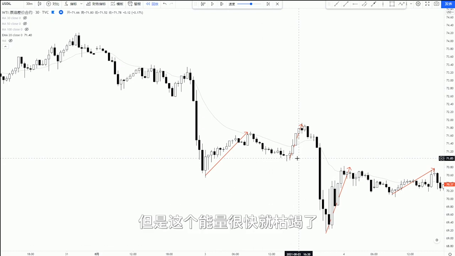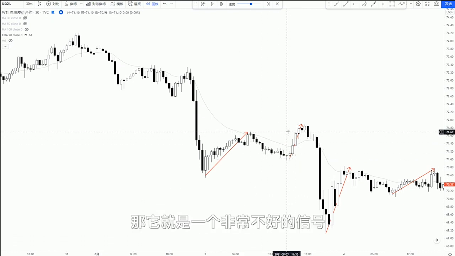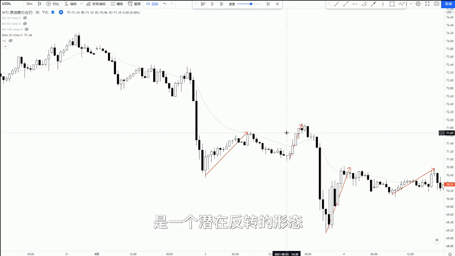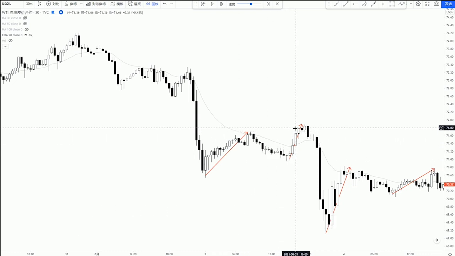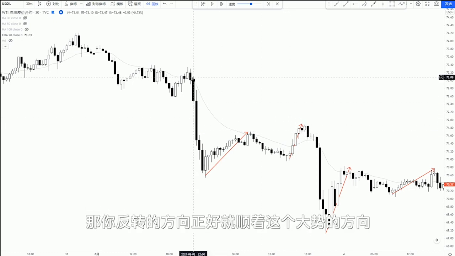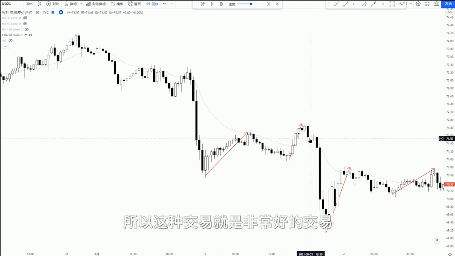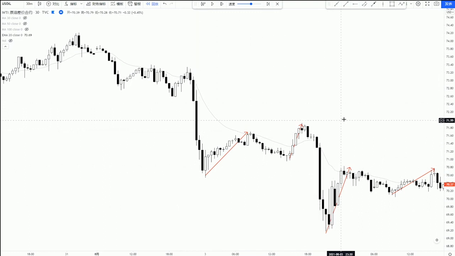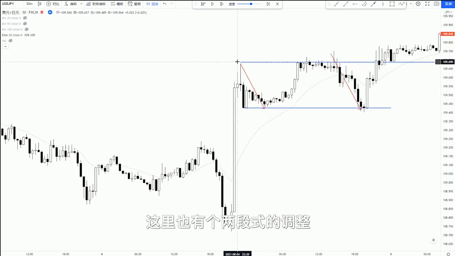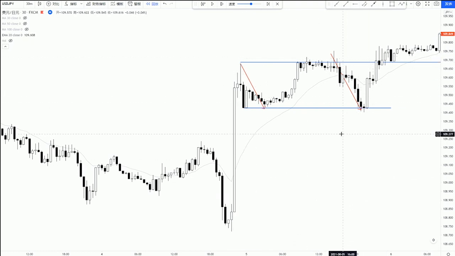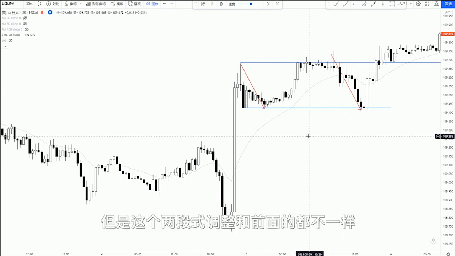This is the 30-minute chart of the dollar versus the yen, and there's also a two-step correction, but it's a different two-step correction than the previous one, and it's a two-step correction that creates a trading band. So you can think of it as a two-step correction, you can think of it as a range. A lot of the patterns in the market are not the standard textbook pattern. Everyone is in one shape and there are many variations, and you just have to understand what the market is doing.